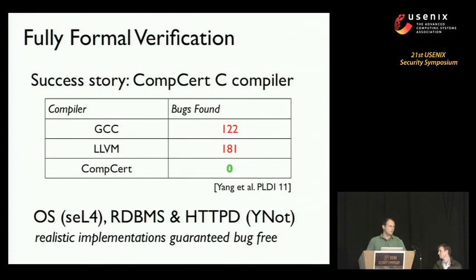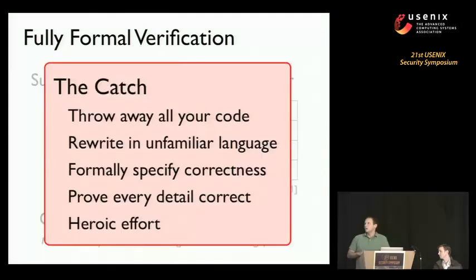So this sounds great. You apply this methodology, you have no bugs. What's the catch? The catch is that to do this, the first thing you do is throw away all your code. You then have to rewrite everything from scratch in an unfamiliar language. You have to formalize the application domain and figure out what it even means for the program to be correct. Then you have to reason about your code and prove every single detail, that every possible execution of that program never does anything wrong. And in practice, this just requires heroic effort.